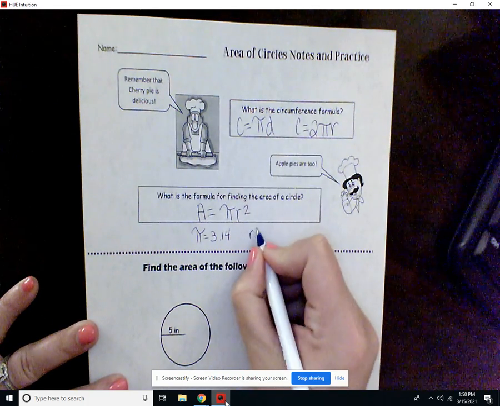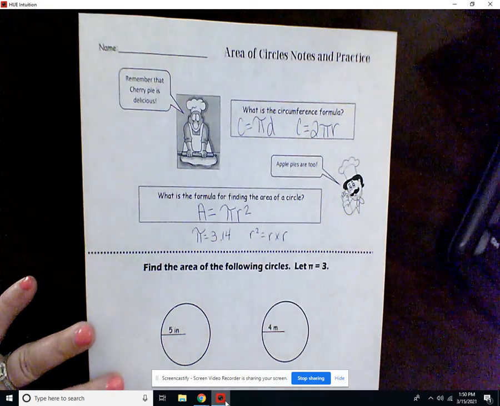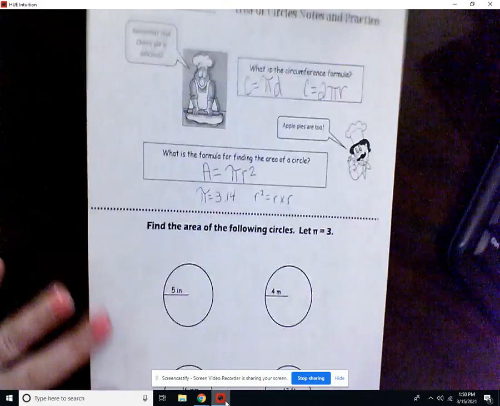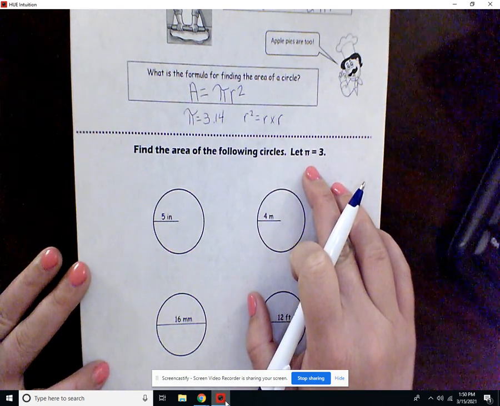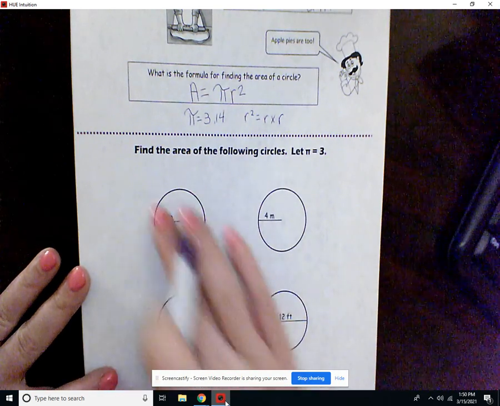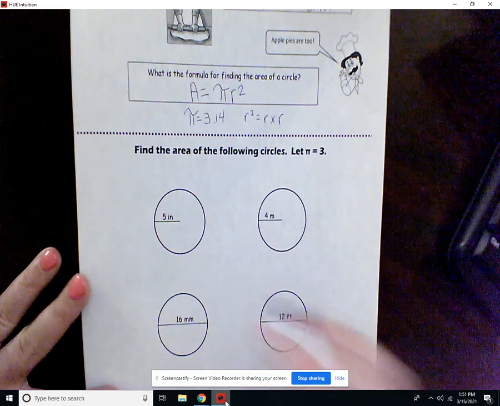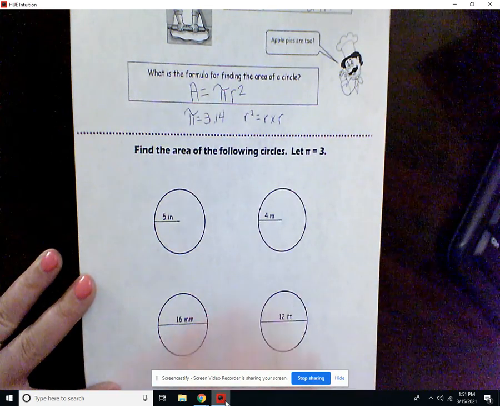So what does that mean for us? It means we're going to take our radius times radius, and then times it by pi. Okay, so let's look at some examples. We're going to let pi be 3 first. Just like your homework, they'll give you a circle. You've got to know, is it a radius or a diameter? When it's a radius, it's really easy. And when it's a diameter, we're going to have to adjust just a little bit.